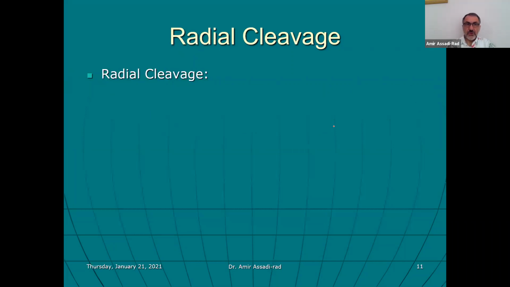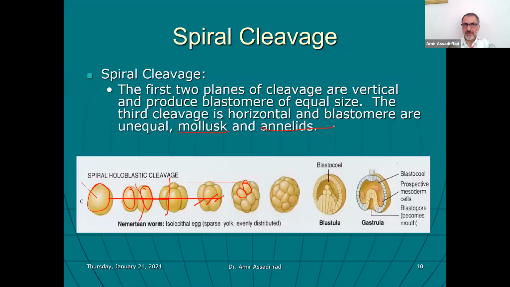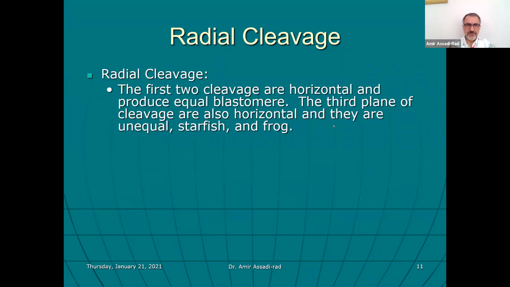Okay, let's move on. So radial cleavage. These two are most common in the animal kingdom, radial cleavage and spiral cleavage, right? You will see them for the rest of the semester. The first two cleavages are horizontal and produce equal blastomeres. The third plane of cleavage is also horizontal. So it would happen like this, and then the next one is also horizontal, okay? So you probably have something like that. But anyhow, let's see what it says.